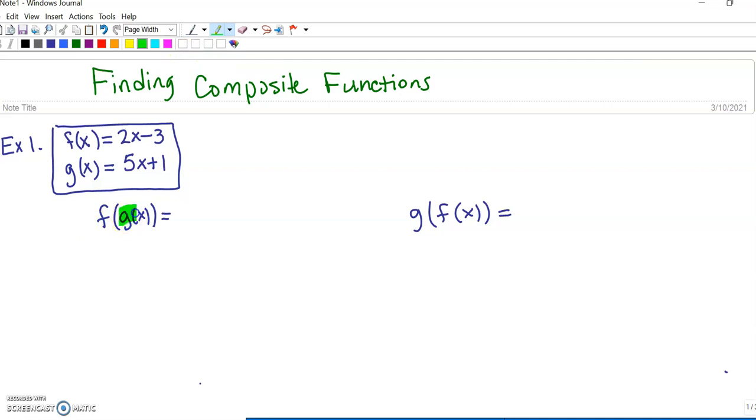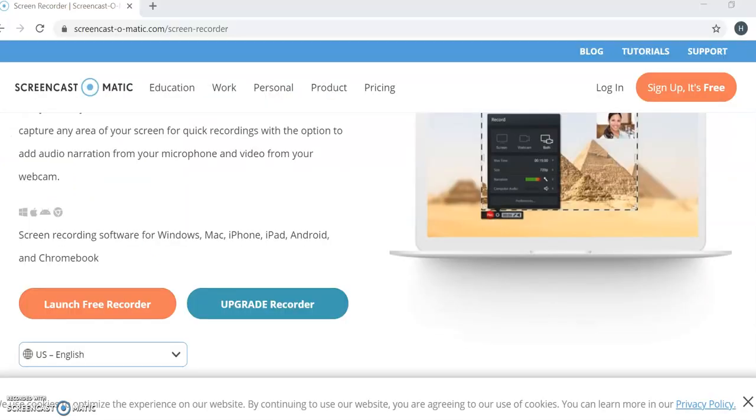Okay, so f of g of x, g is on the inside. We're going to take all of the function g and substitute it into the x in the f of x function. So we're going to have the 2, but instead of writing the x, we're going to put in the 5x plus 1 and then minus 3. So we're writing all of this, the 2x minus 3, except we're replacing the x with the g of x function. And then it's just a matter of simplifying the algebra. We want it in simplified form.